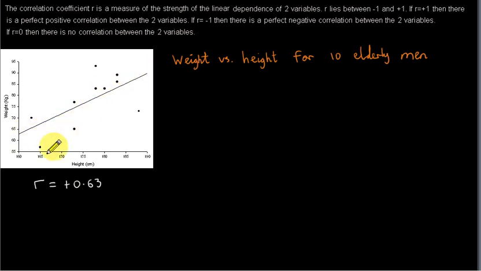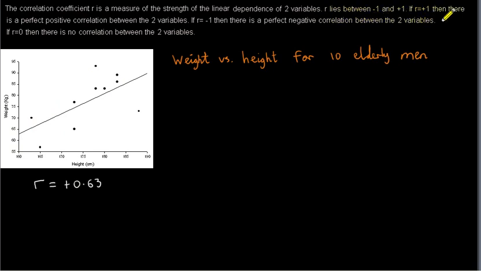So that's the idea of the correlation coefficient. The correlation coefficient, denoted by the letter R, is a measure of the strength of the linear dependence of two variables. In other words, how close are the points in our scatter plot to a straight line. R lies between -1 and +1.